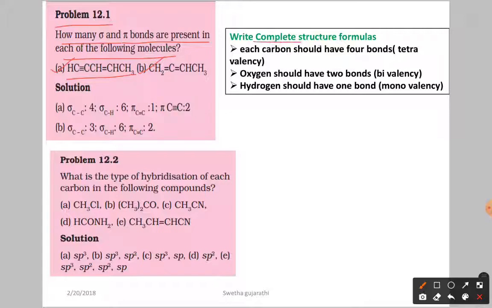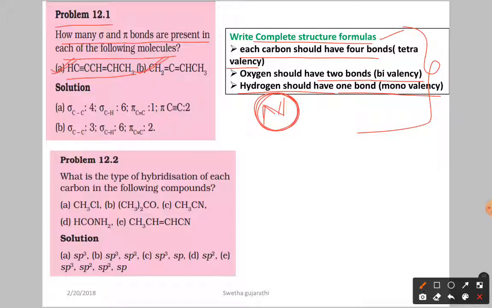Complete structural formula means each carbon atom should have 4 bonds, that is, it has to satisfy tetravalency, and oxygen should have a double bond, nothing but bivalency, and hydrogen should have one bond, that is monovalency, and nitrogen should have 3 bonds around it. You have to remember this while writing the complete structural formula, and I will discuss it in detail in the next video. Now let us see what question they ask.